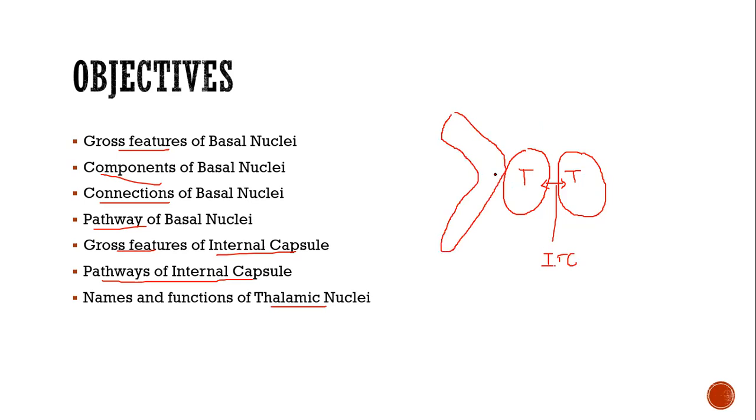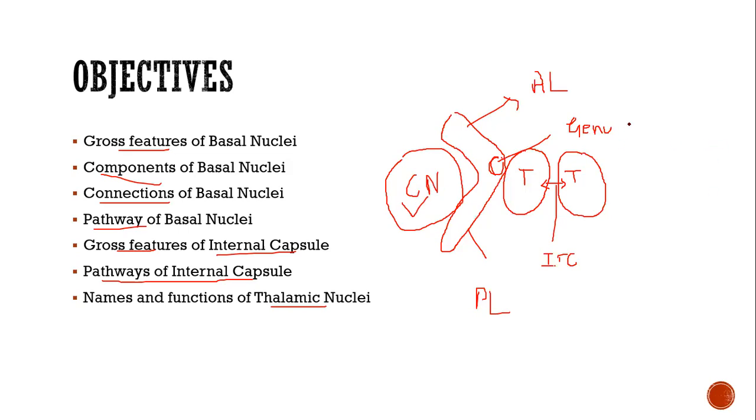So this is the internal capsule. This would be the anterior limb of the internal capsule, and this would be the posterior limb of the internal capsule. The angle where they meet is known as the genu of the internal capsule. If I go further lateral to the internal capsule, this is where my basal nuclei is present. This would be the caudate nucleus, which we'll talk about in a while. So that's the orientation. I can complete it here as well: this would be the internal capsule, and this would be the caudate nucleus.